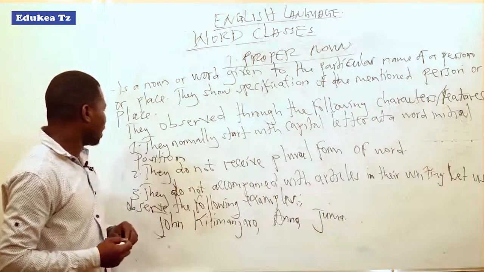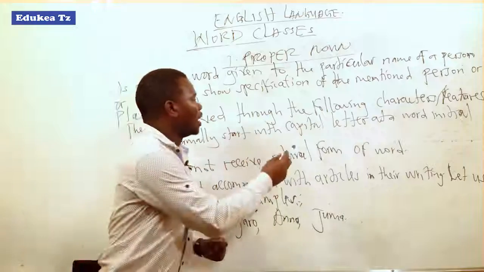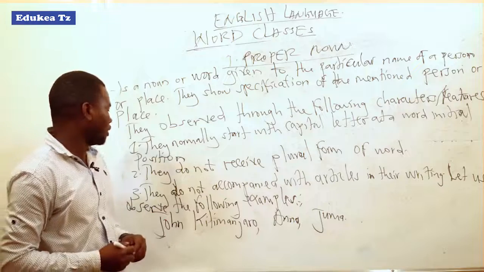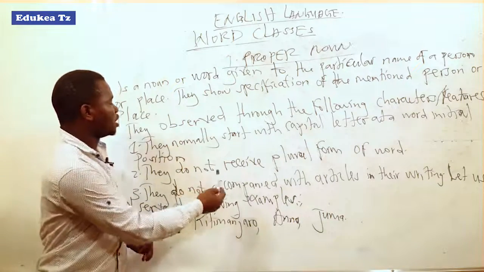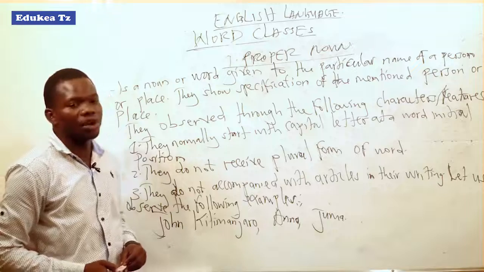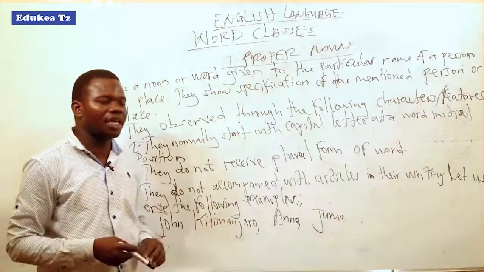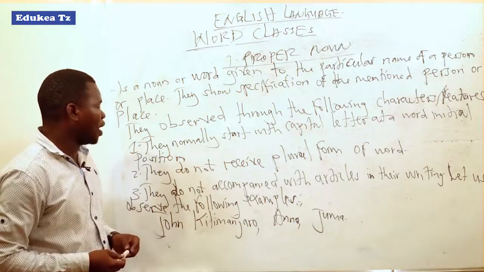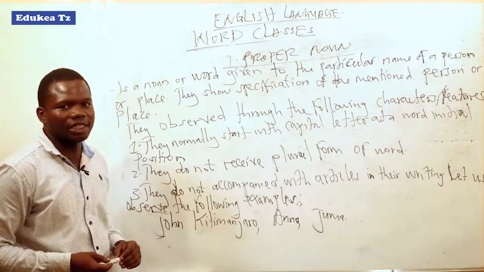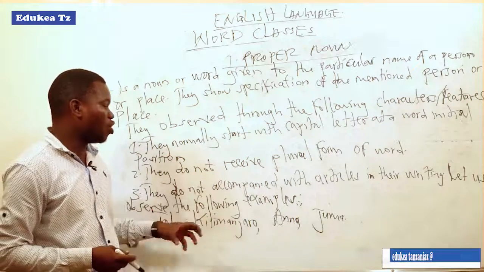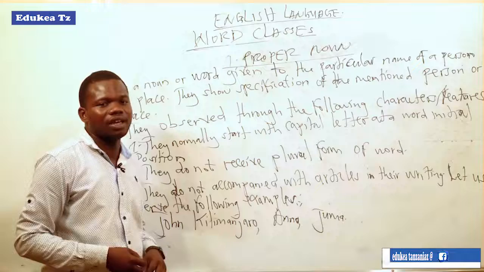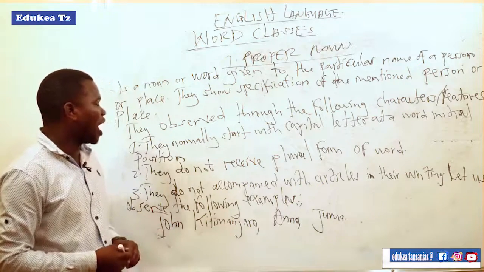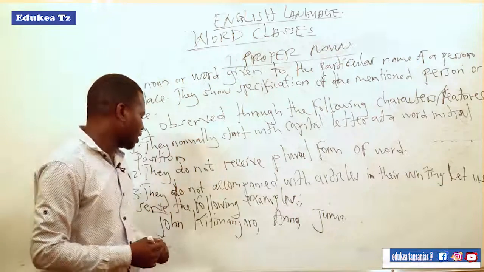The first characteristic: they normally start with a capital letter at the word initial position. Again, they do not receive the plural form of a word, so they only appear in singular and not plural. Another, they do not accompany articles in their writing. That means once we write them or use them in given sentences, text or paragraph, we only write them without an article. Let us observe the following examples.